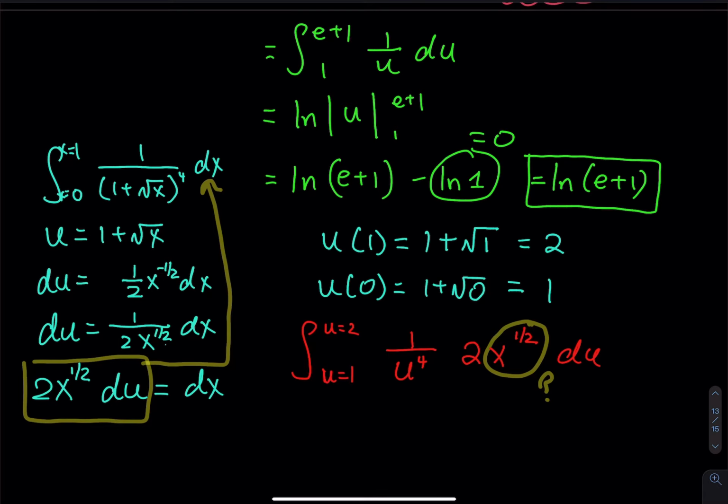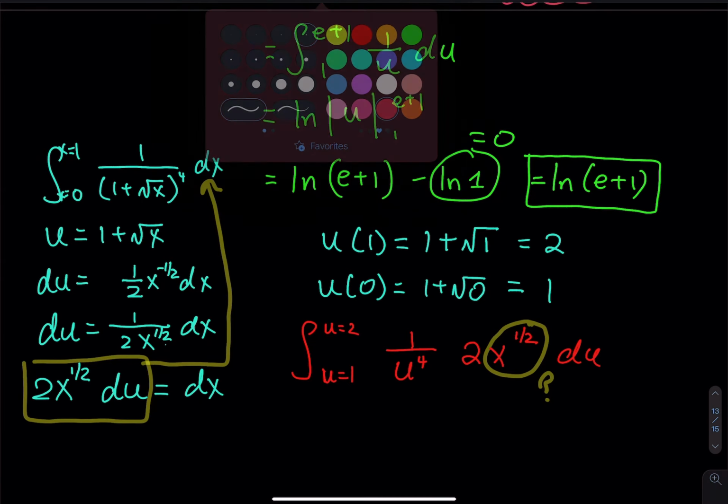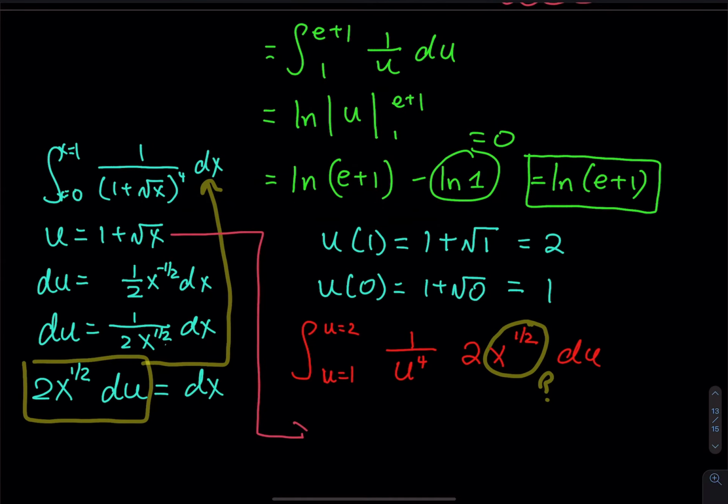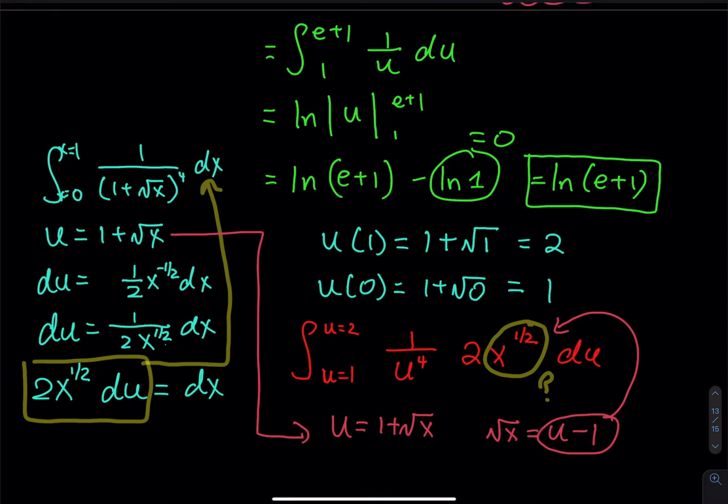Then that means you have to rewrite the u. So that tells me now is the time to rewrite this. So we have u equals 1 plus the square root of x. That means the square root of x equals u minus 1, and then we can bring the u minus 1 over here. So the entire integrand is in terms of u. Alright, so let's continue. Now we are doing the right thing.